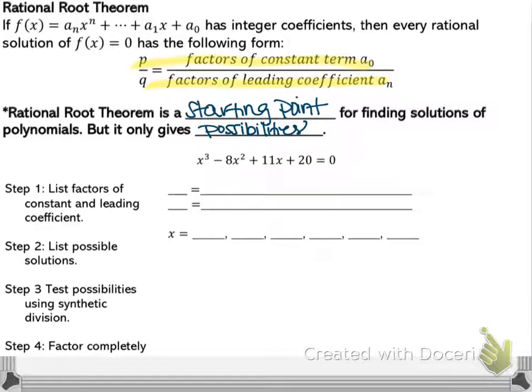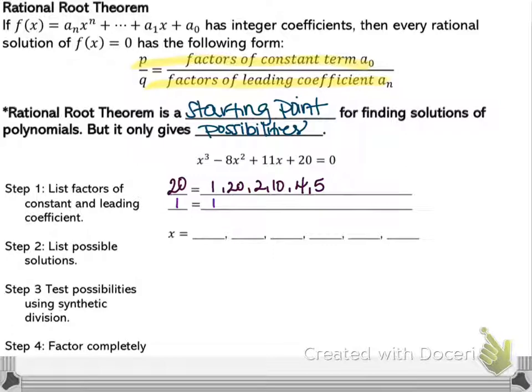So in the example below, we have our equation right here. And step 1 says we're going to list the factors of the constant and the leading coefficient. So my constant is the 20, and my leading coefficient is the understood 1 of the x cubed. So that's going to give me 20 here. And the factors of 20 are 1 and 20, 2 and 10, 4 and 5. And then my leading coefficient of 1, well, there's only 1.